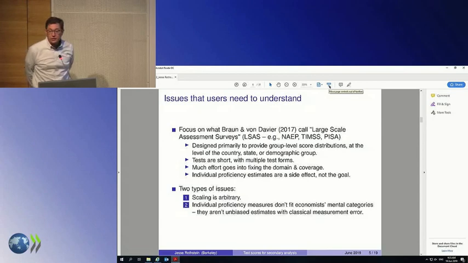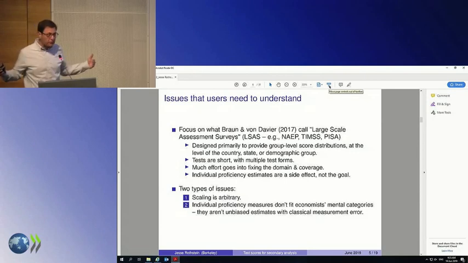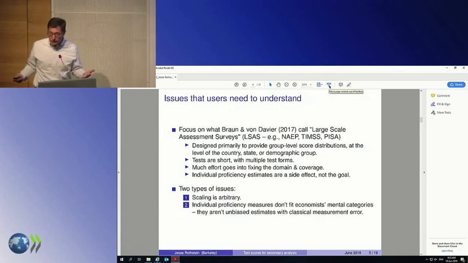They'll often have multiple test forms to try to reduce spillovers and other kinds of problems that would arise if everybody was answering the same questions. And then while we're going to generate individual proficiency estimates from these tests, those are really not the main point. Again, the main point is population level distributions, not individual proficiency. But we do generate individual proficiency.